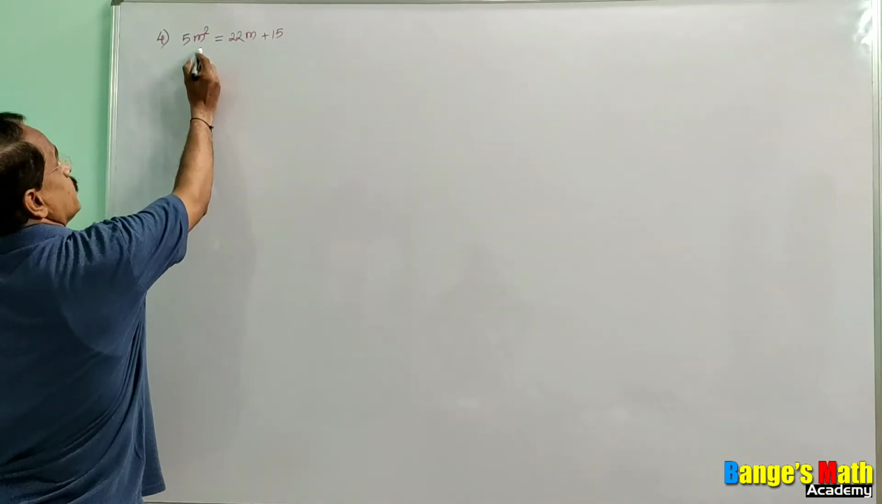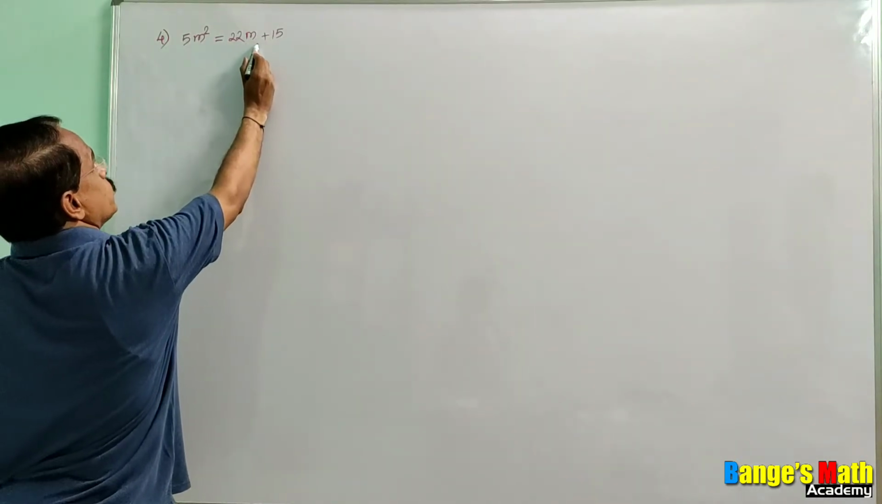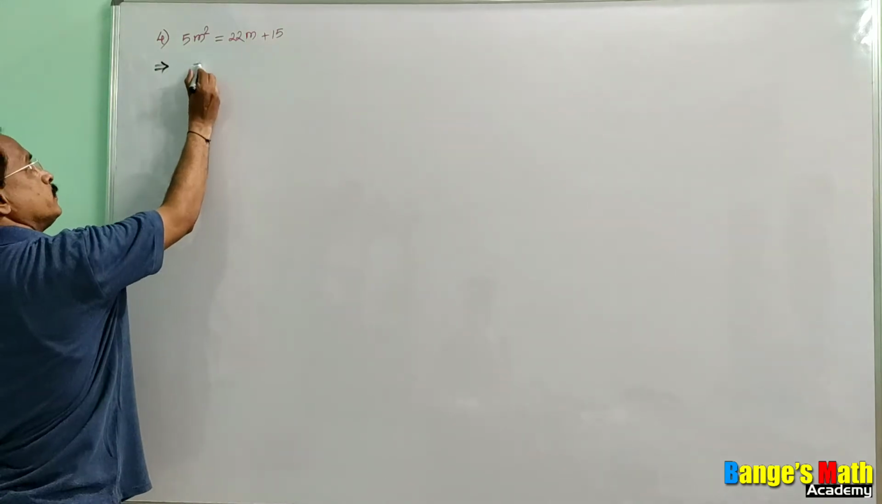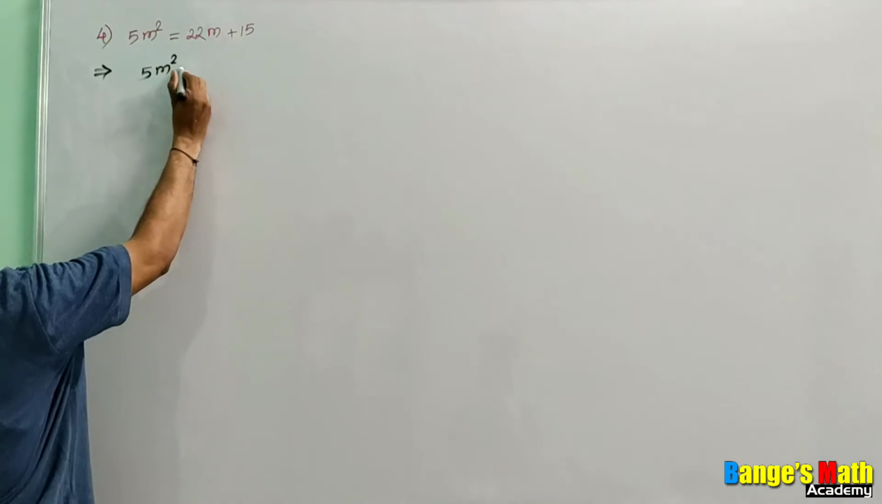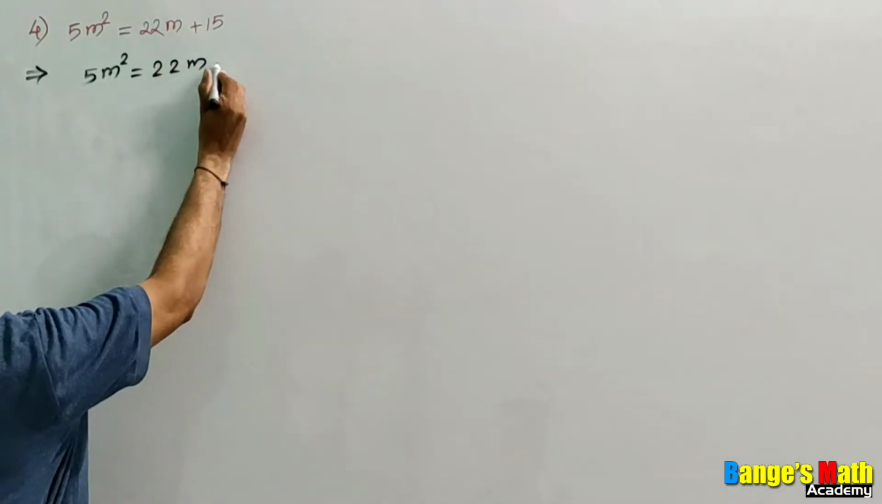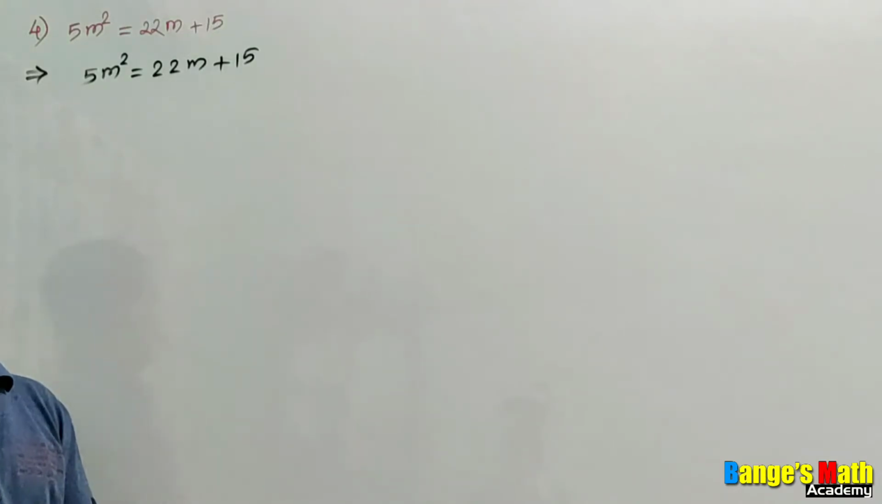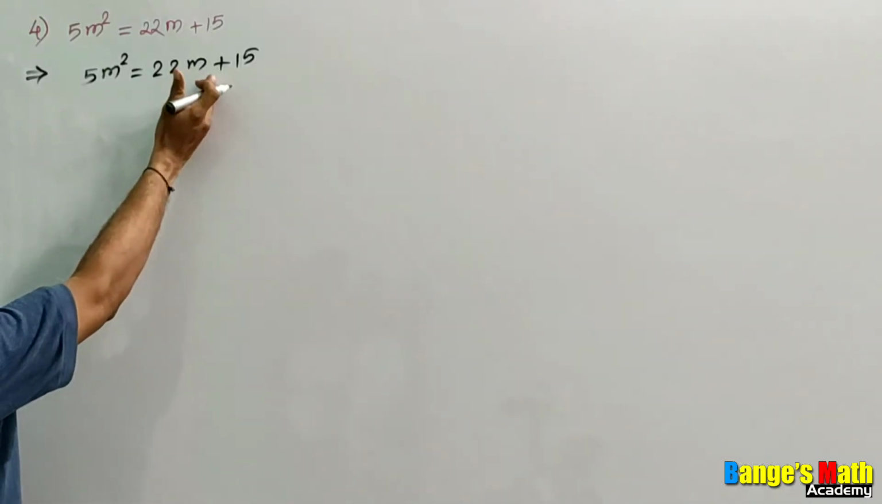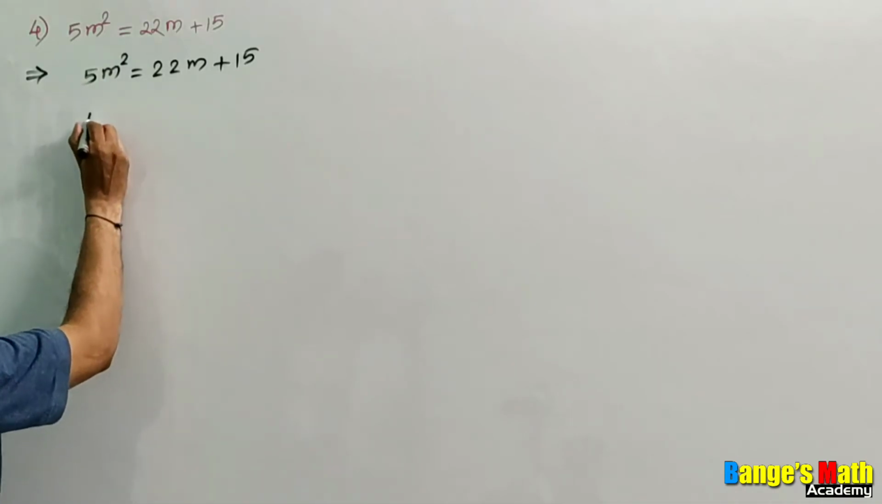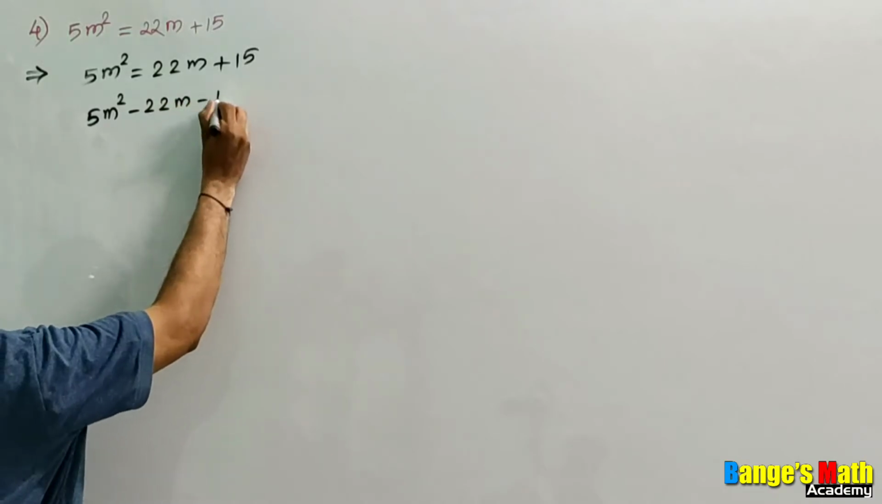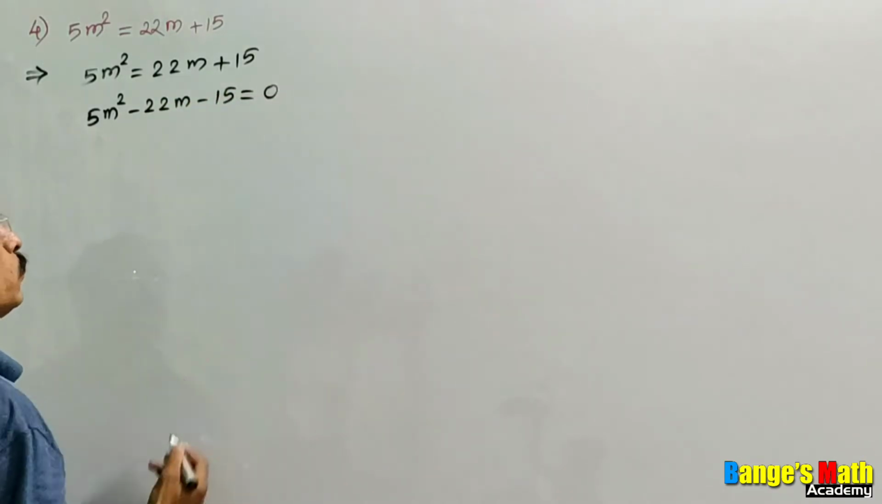The fourth example, 5m square is equal to 22m plus 15. Write down the given example as it is. 5m square is equal to 22m plus 15. So first of all, convert the given equation into the general form, ax square plus bx plus c is equal to 0. So transfer 22m plus 15 to LHS. 5m square minus 22m minus 15 is equal to 0.